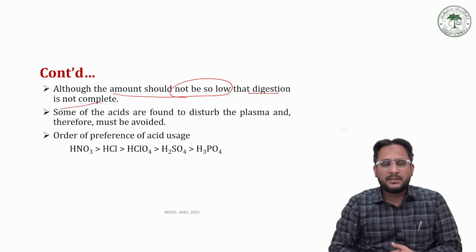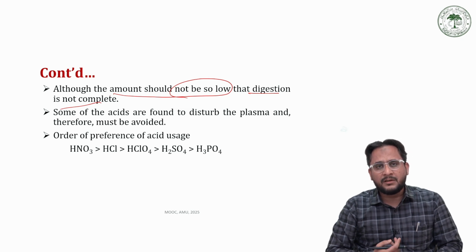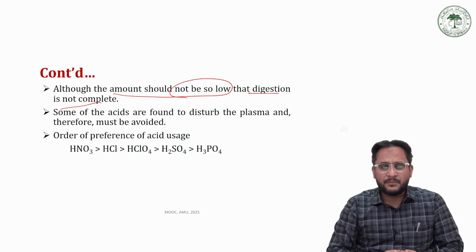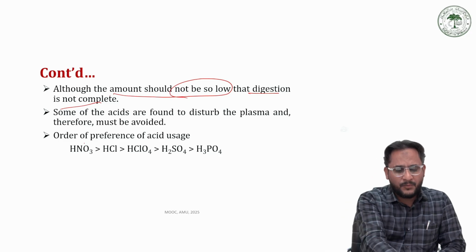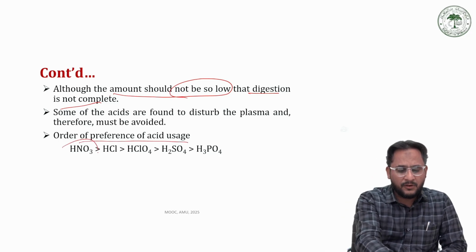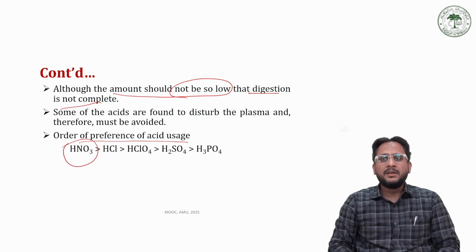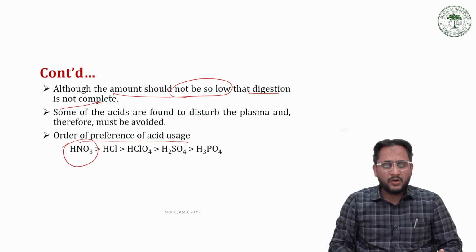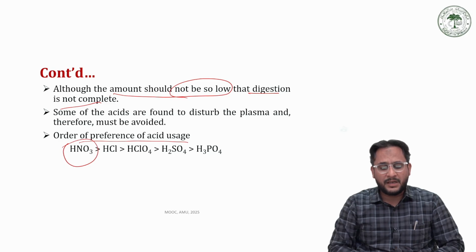Some of the acids, like H3PO4, have been reported by several scientists to cause destabilization of the plasma. It affects the plasma, causing it to destabilize or reducing its temperature because of its viscosity. Therefore, an order of preference of acid usage has been given. First of all, we go for HNO3 because it does not react. Further, if the amount of HNO3 is moderate, on one hand it can completely digest the sample, and on the other hand it will not destabilize the plasma.